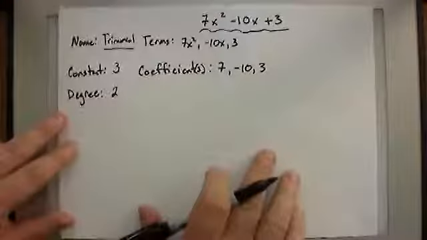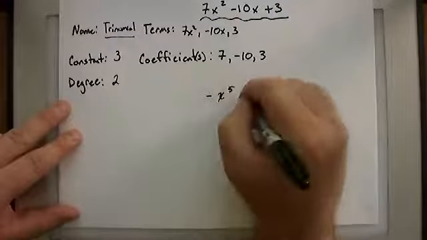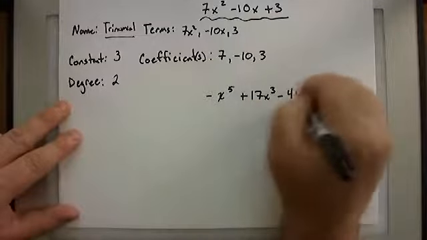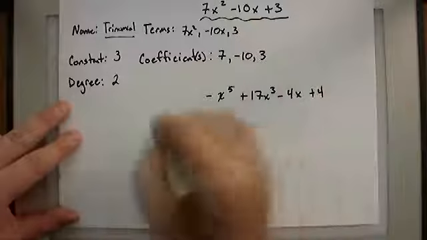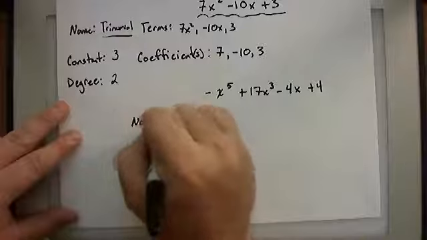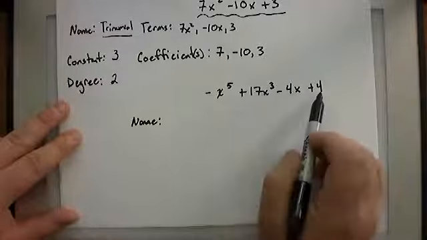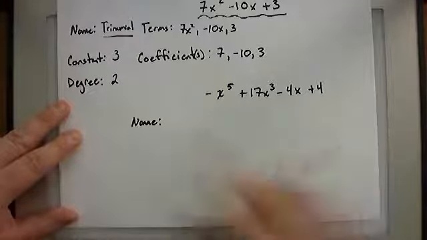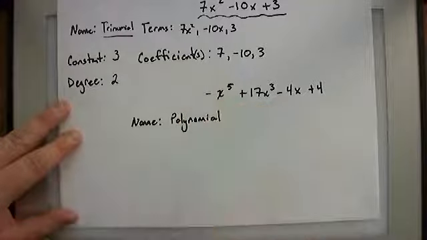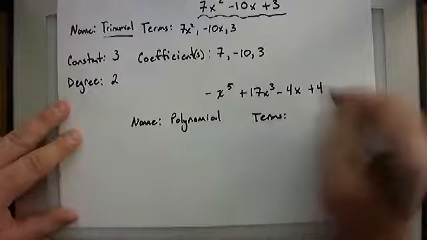Let's do another, let's do a couple more actually. Let's do negative x to the 5th plus 17x to the 3rd minus 4x plus 4, something like that, right? So we'll do the same 5 questions. What would the name of this thing be? Well, this one has 1, 2, 3, 4 pieces. Remember, we said if it has 4 pieces or more, it's just a polynomial. We don't start saying quadnomial and stuff like that. It's just a polynomial.